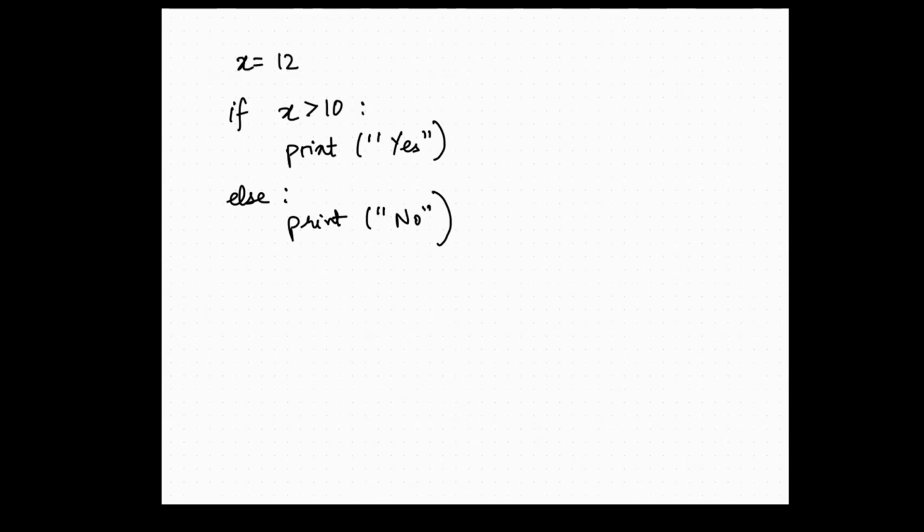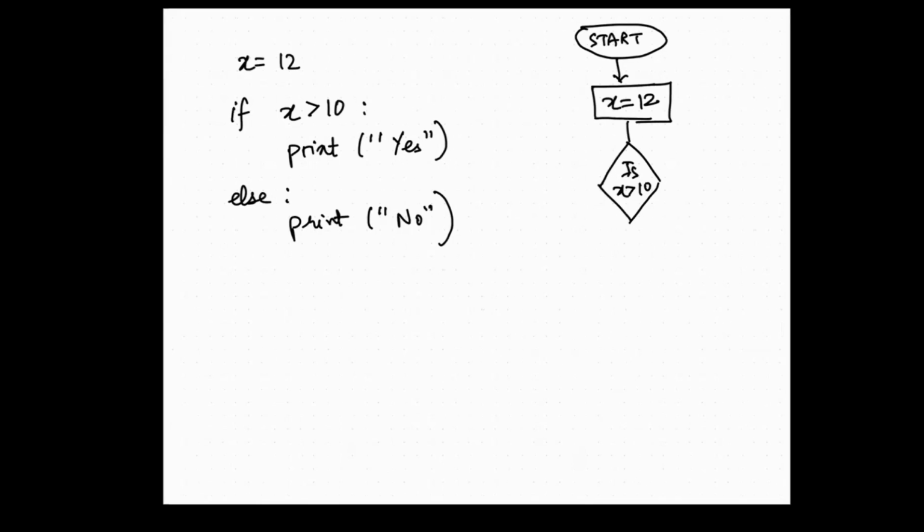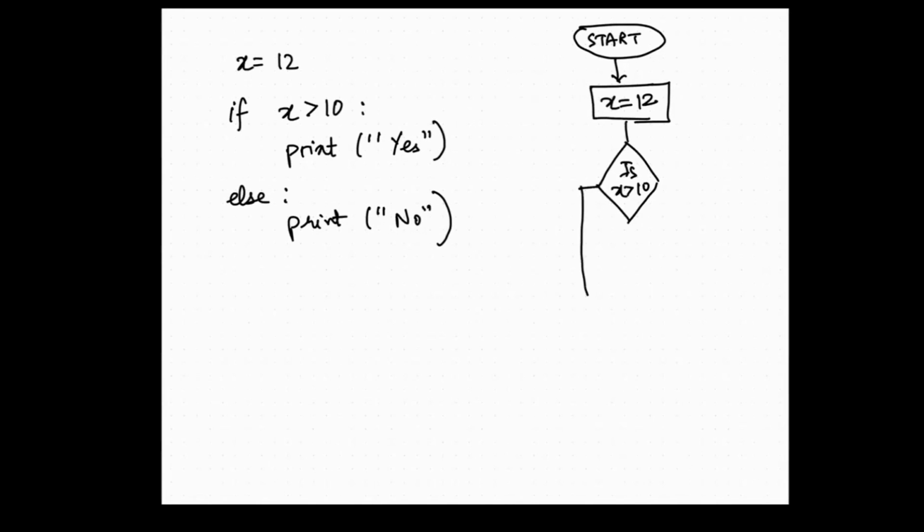So first our program starts. Then I define a variable X equal to 12. Then in the next line, I'm checking if X is greater than 10 or not. Right? So I check, is X greater than 10. What are the two options I can have? Yes, no, or true, false. Right? So let me just write true.